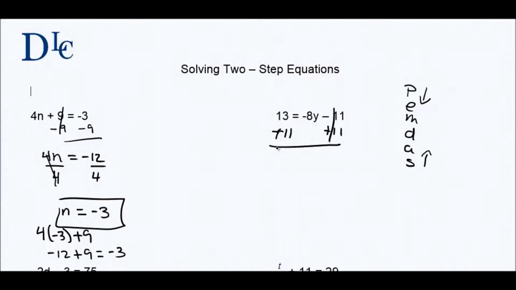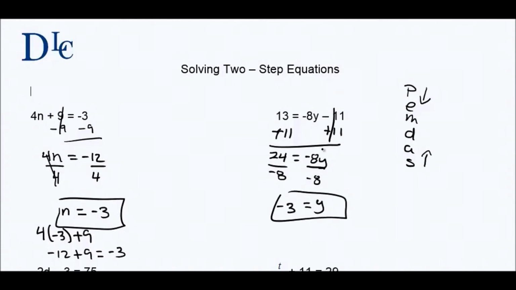On the left side, we have 13 plus 11, which is 24. Bring down the -8y. Now, to get y by itself, we have to get rid of the -8. If you're multiplying by -8, then you divide both sides by the same number, which is -8. And -8 divided by -8 is just 1y, but 1y is the same as y, which is what we want. 24 divided by -8 is -3.